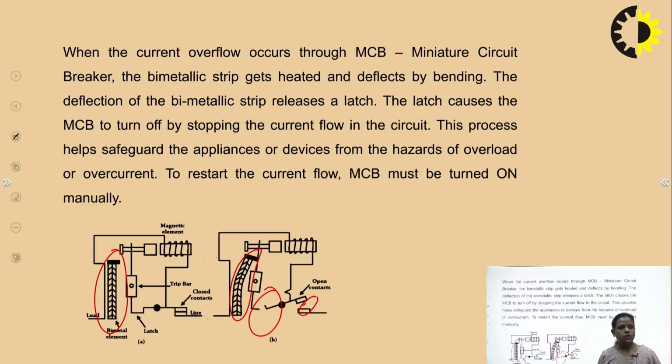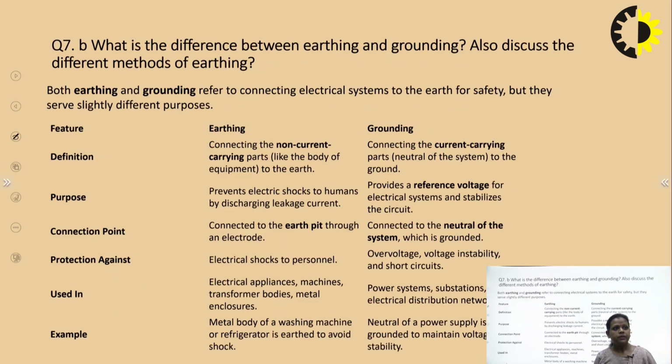So the latch causes the MCB to turn off by stopping the current flow in the circuit, and this process helps safeguard the appliances, or we can say devices, from the hazards of overload or overcurrent. And to restart the current flow, the MCB must be turned on manually. So we can turn on these MCBs manually, right?